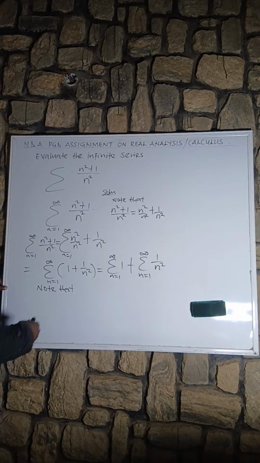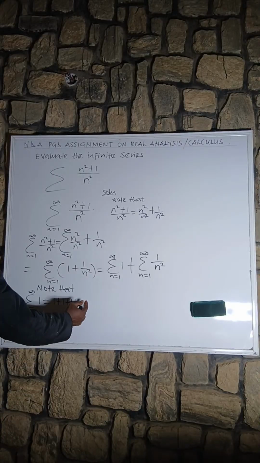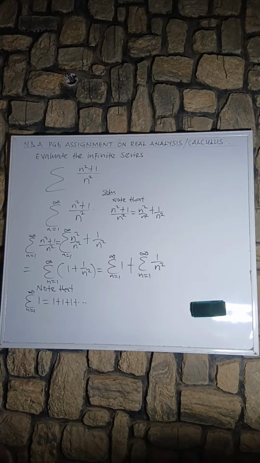So this implies that summation n from 1 to infinity of 1 is equal to 1 plus 1 plus 1 plus and so on. It continues. You understand? So it implies that, look at the board very well. So this implies that it diverges because the partial sums grow without bound.